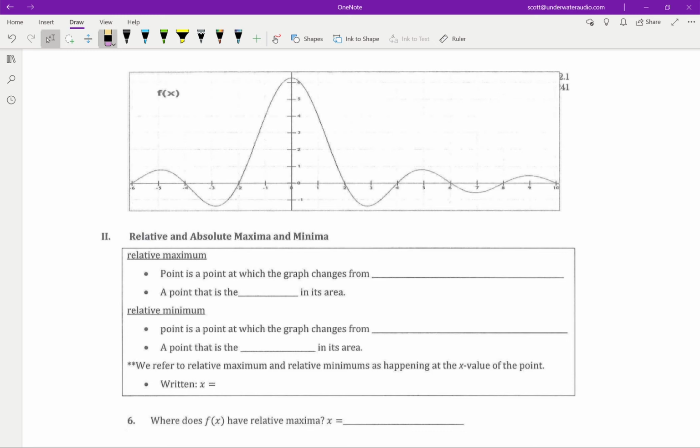All right, picking back up, this is still section 2.1. So the next thing we want to talk about is the relative and absolute maxima and minima. A relative maximum point, sorry, I made kind of a boo-boo when I typed this up, is a point at which the graph changes from positive slope to negative slope. That might sound crazy, but I'll show you in a picture. So positive slope to negative slope.